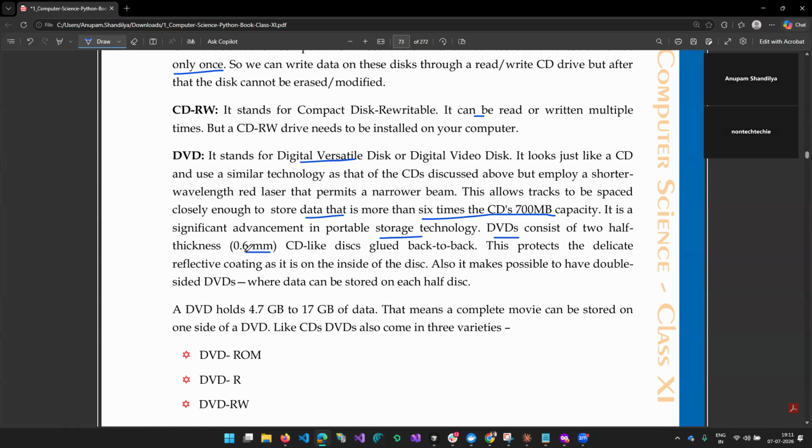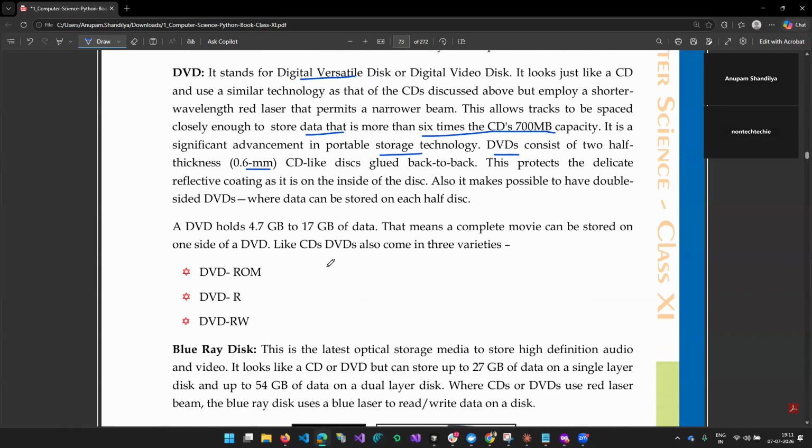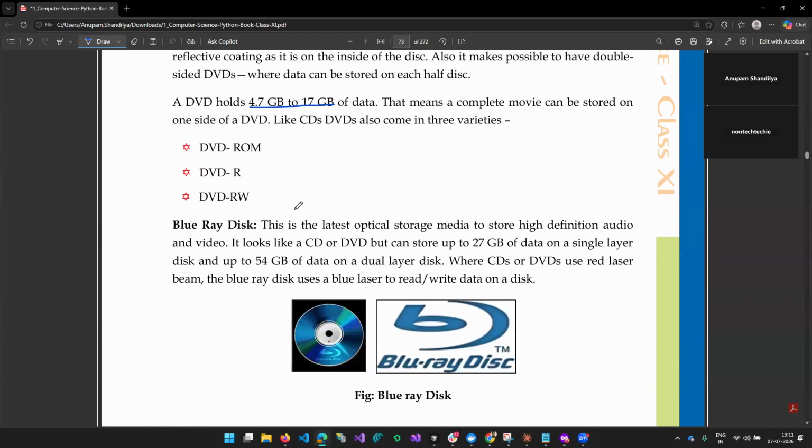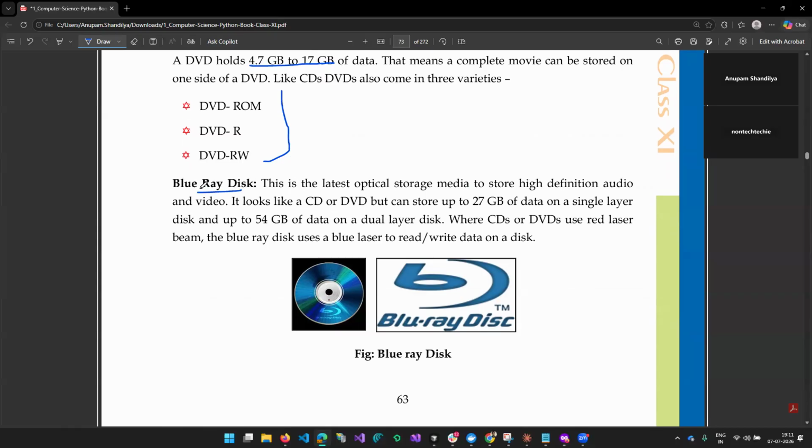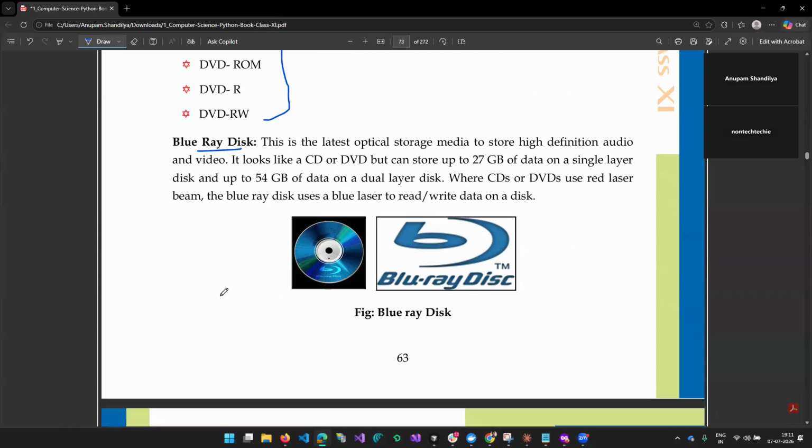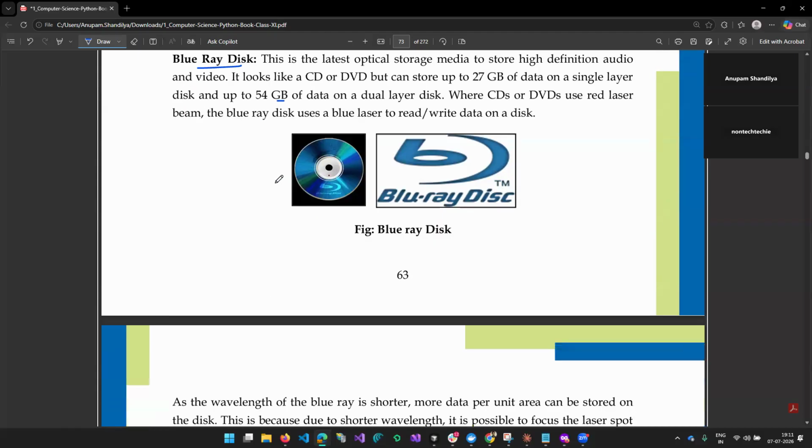It's a little bit thicker, right? Similarly, DVD has these. Then we had Blu-ray, right? You could store higher quality because it had more storage, 27 GB of data.